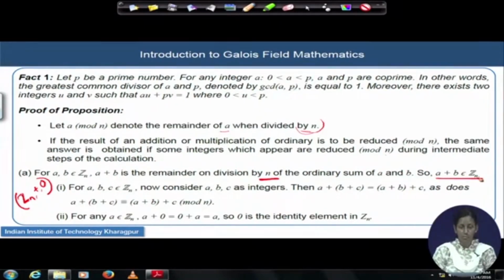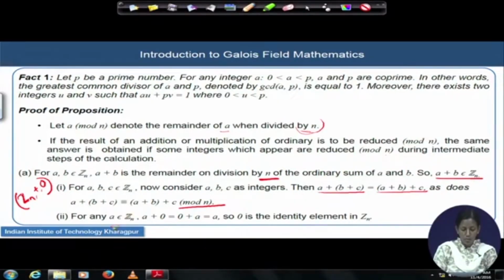It is an integer number. If I take any three numbers A, B, C which belong to Zn, and consider that A, B, C are all integers, then if the normal addition operation holds good, it should also hold good with the mod n operation, meaning (A + B) + C should be equal to A + (B + C) under mod n. For the normal operation, if it is true, then with the mod n operation it will also be true, because we have already proved that after the mod n operation, that number belongs to the same set.